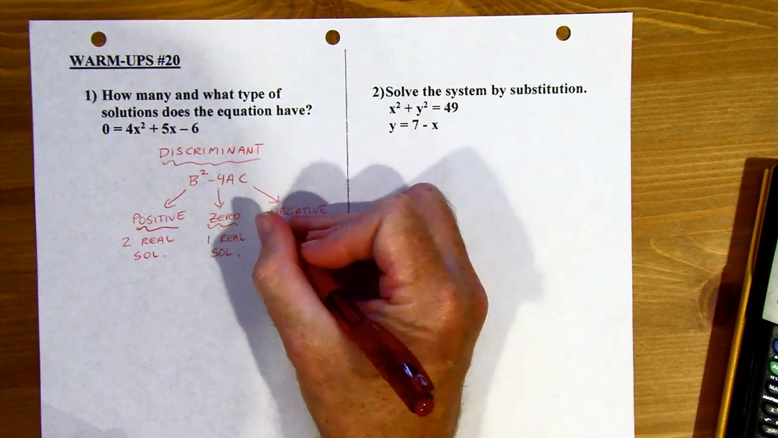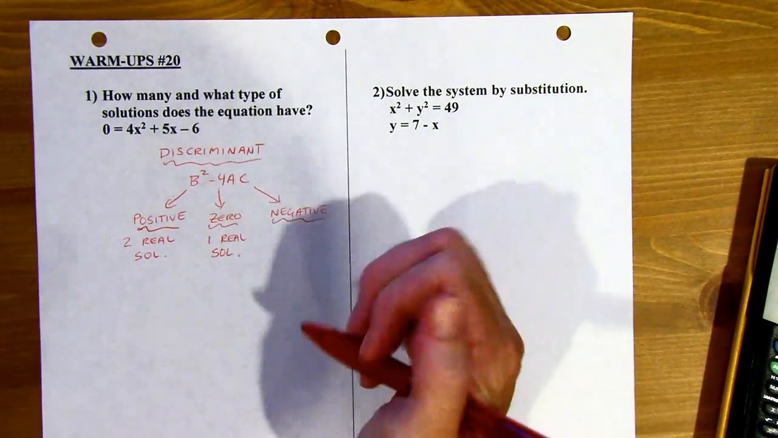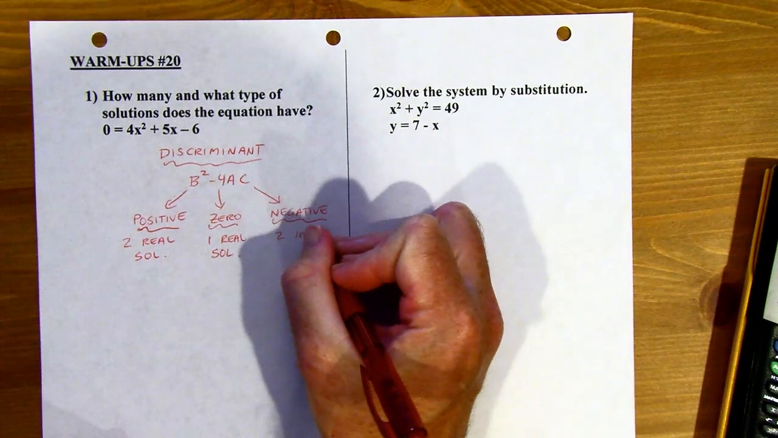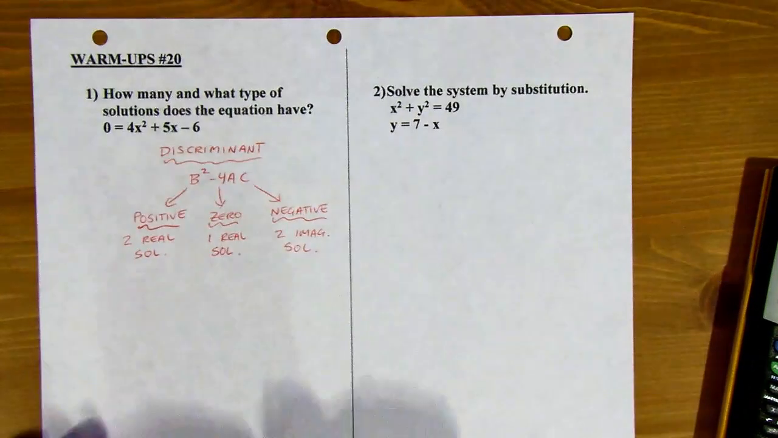then that means you're going to have imaginary solutions. You'll have the square root of a negative number. So since it's a plus and minus, there will be two imaginary solutions. Okay? All right, so let's try this out then.